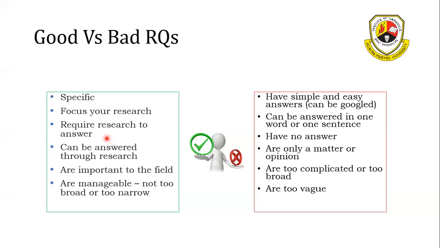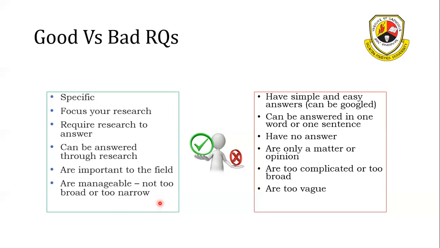It requires an answer. At the end of it, you must give a precise answer, and that answer can be given through research. So your research process, your research methodology, and all the tools you adopt should be able to give you the answer you want. It must be important to a field. So it shouldn't be something important to you alone. It should be important to a field. Because at the end of the day, your research is supposed to be reported back, communicated back, not simply kept in the library to give you that grade.